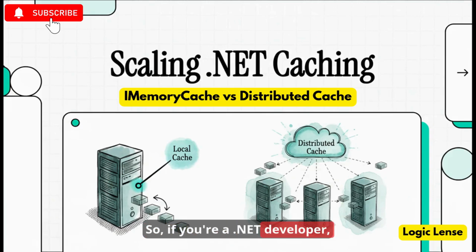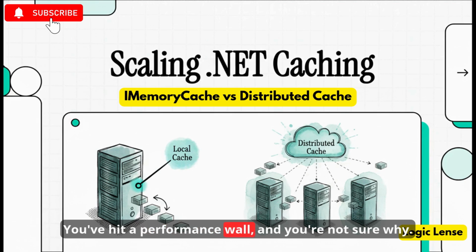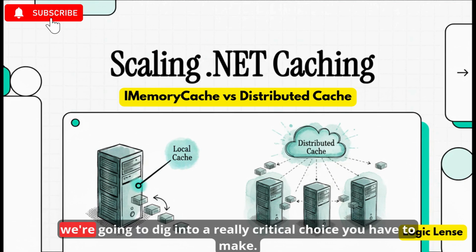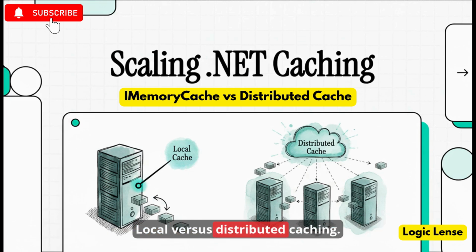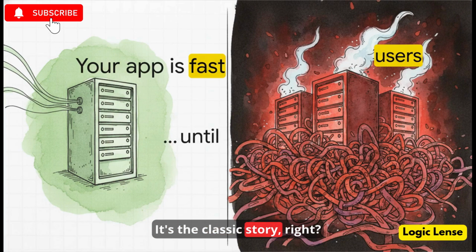So if you're a .NET developer, you have probably been here before. You've hit a performance wall, and you're not sure why. Today, we're going to dig into a really critical choice you have to make: local versus distributed caching. Let's break it down. It's the classic story, right?